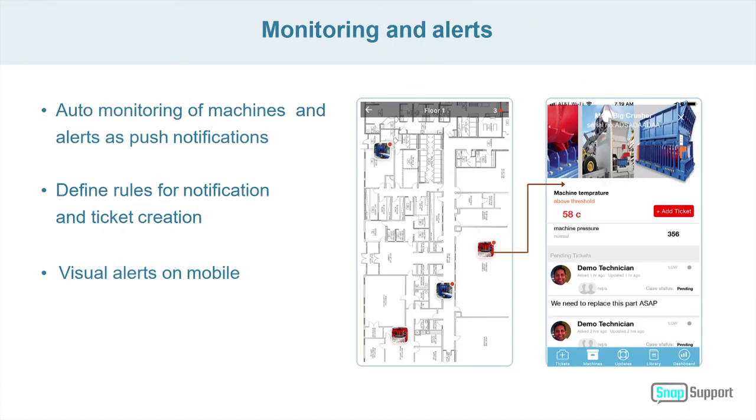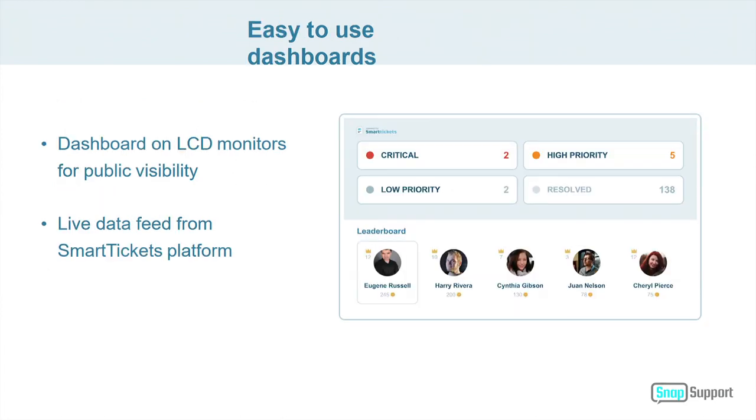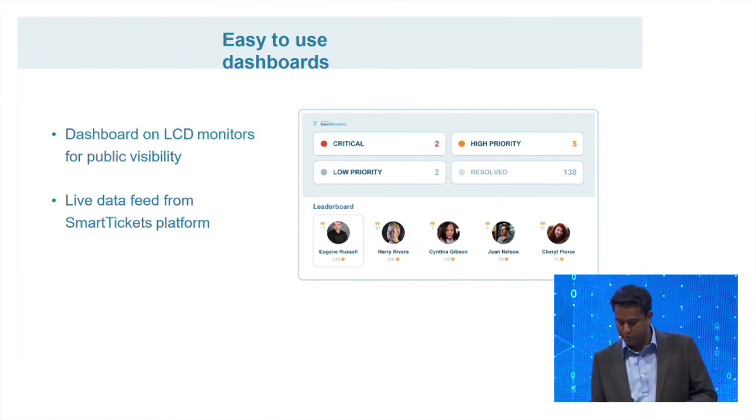Monitoring and alerts. So on the phone, you have a dashboard. And you can clearly see where the cases are, where the issues are. And just touch on that issue, and you can see the details of that issue with the machine. And finally, dashboards to see exactly what the issues are and how many issues there are.